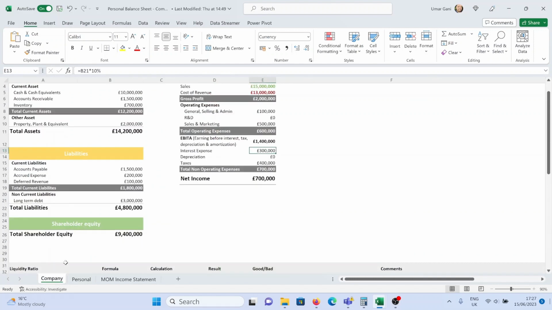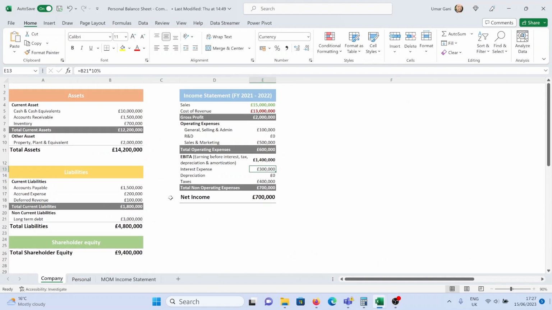So before we waste any time, let's get started. For any balance sheet, there are generally three components: assets, liabilities, and shareholder equity. Assets comprise current assets and other assets.